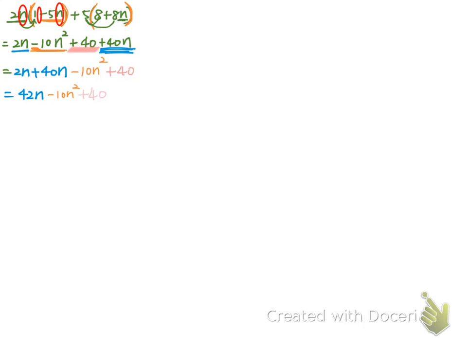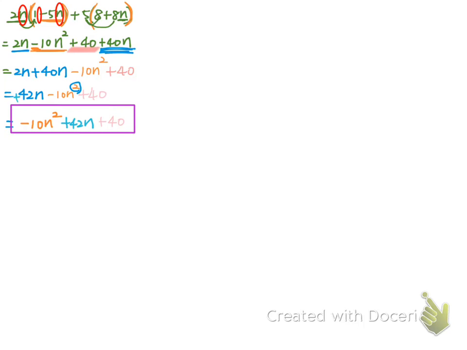I could also rewrite this as, because there's a 2 right here, I'm going to write it first. Orange, negative 10n squared, blue, plus, because this is positive, 42n, plus 40. I can also write it this way, and this whole thing will be your answer.